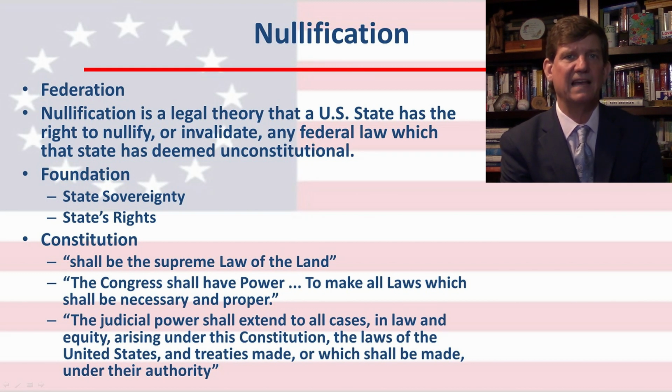Nullification wants to take that federal power and give it to the states. Even though the Constitution states the judicial power in all cases of law and equity arising under this Constitution rests with the Supreme Court, states wanted to retain the sovereignty that they had under the Articles of Confederation. They wanted the right to nullify or invalidate federal laws that they disagreed with. And so instead of going to a federal court and arguing the case before the Supreme Court, states wanted to do this on their own, regardless of what their neighbors had to say.